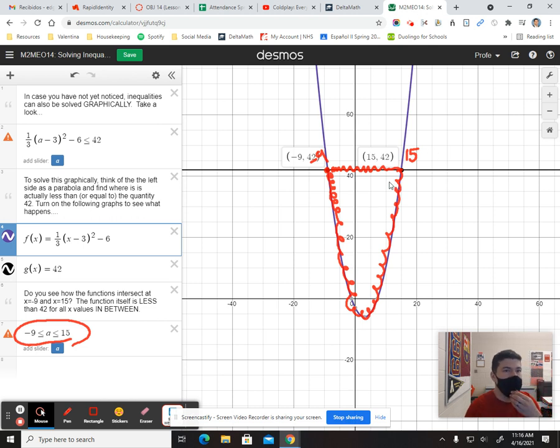So this is a great way to check your algebraic work, or it's a way of finding an answer and then working algebraically as well.